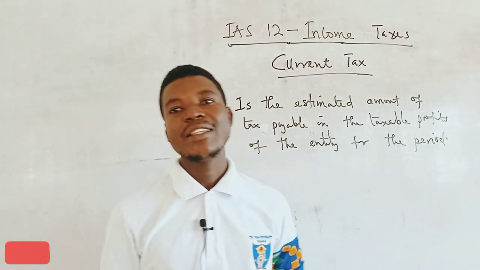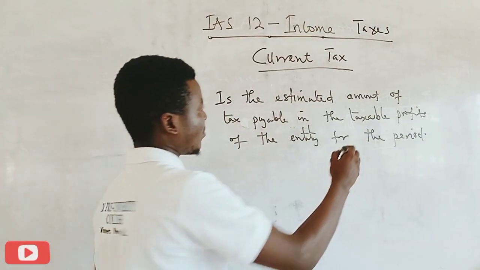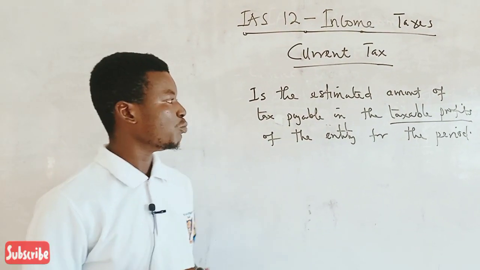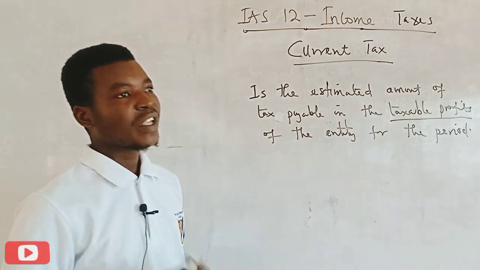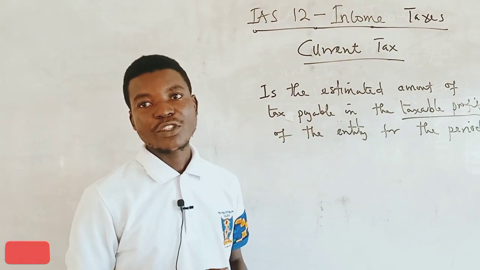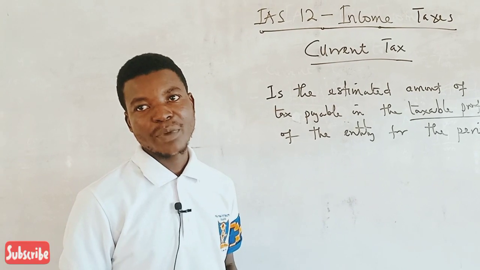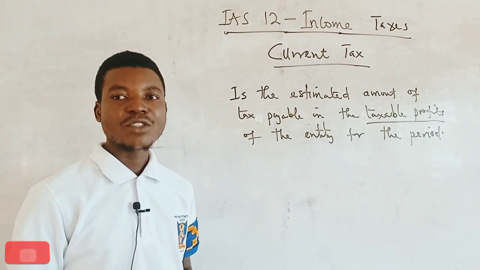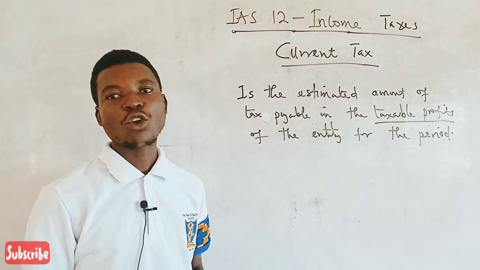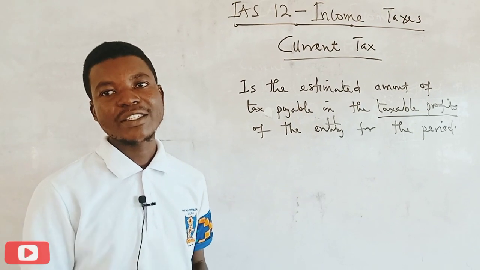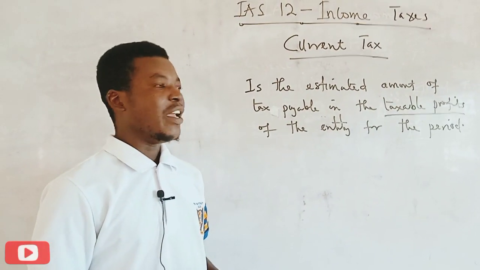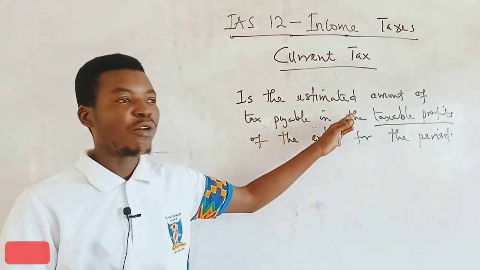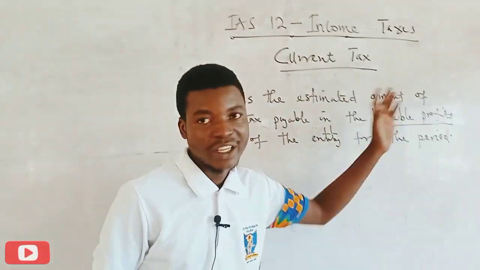period. But what then is taxable profit? When they say taxable profit, they are basically referring to the amount of profit on which tax is payable. So the profit on which tax is payable is what we call taxable profit. This is always calculated in accordance with the local laws of the country in which the entity operates. So if the entity operates in Ghana, to determine the taxable profit of the entity, they are going to use the tax laws of Ghana.